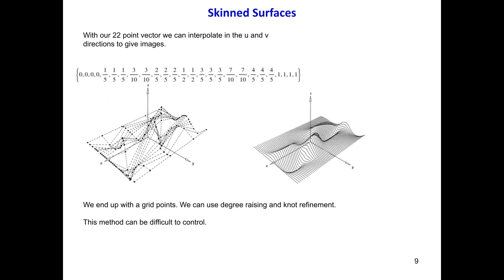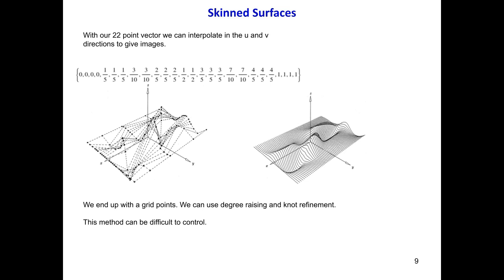So it's quite a few points with any sort of larger surface. This number 22 could really increase exponentially and become quite unmanageable, I'm sure. So when we set up this 22-point vector, we essentially now have a grid of points in the U and V directions, and we can interpolate in the U and V directions and actually create a surface this way. This method can be very difficult to control exactly what the surface is going to look like.